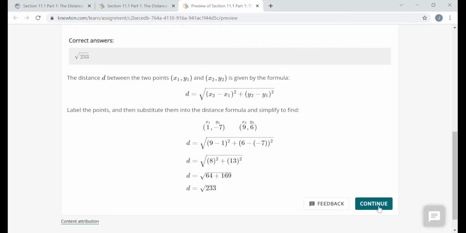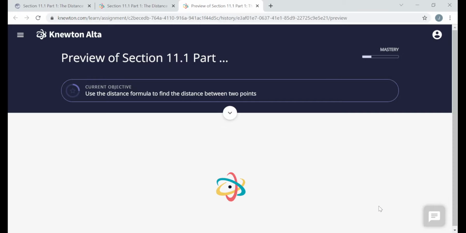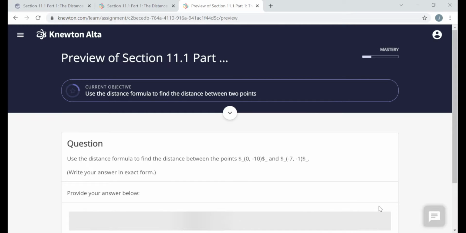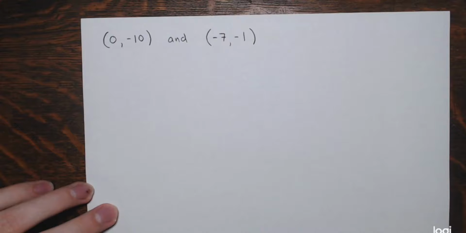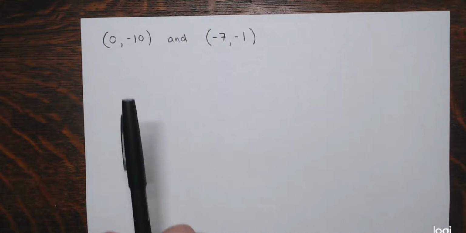All right, next question. Again, every single question here is on the same objective. Once again, we're asked to use the distance formula to find the distance between the points (0, -10) and (-7, -1). And once again, we're asked to write the answer in exact form, so no calculator use here.